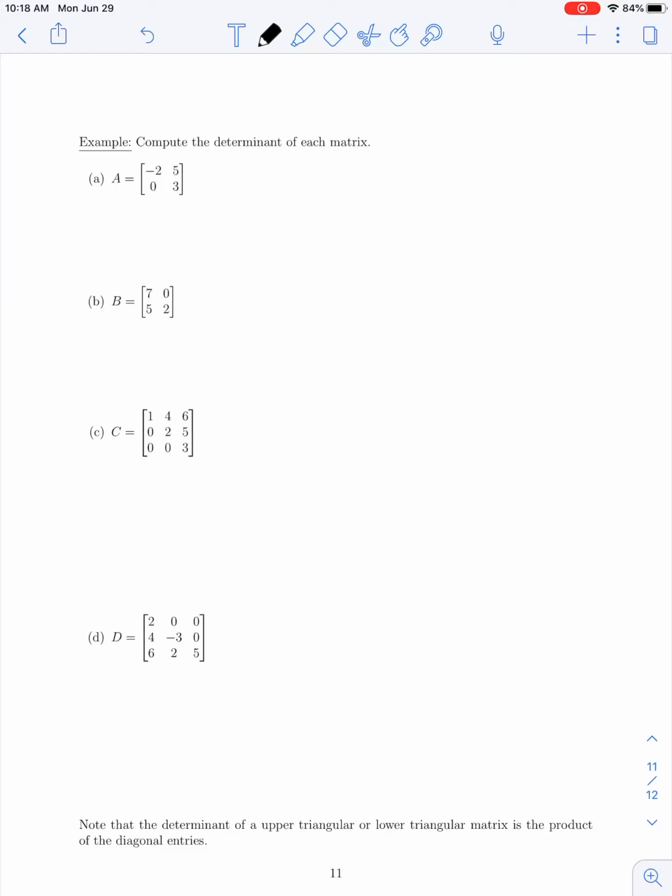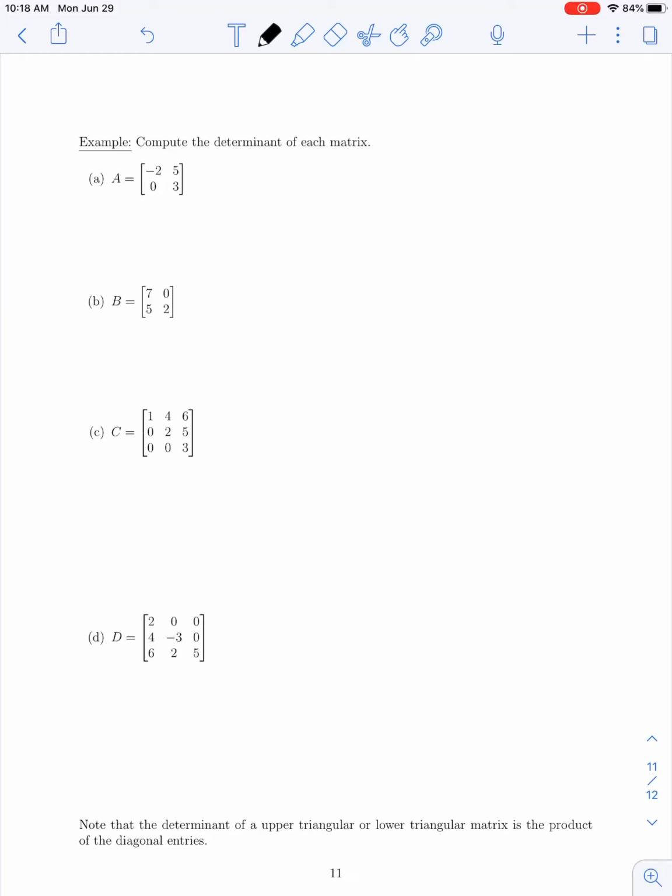So in the last part of this section, we'll look at taking the determinant of special types of matrices, which are called either upper or lower triangular. And we'll see that the determinants for these matrices can be calculated very, very quickly. So in this example, we're asked for the determinant of each matrix.